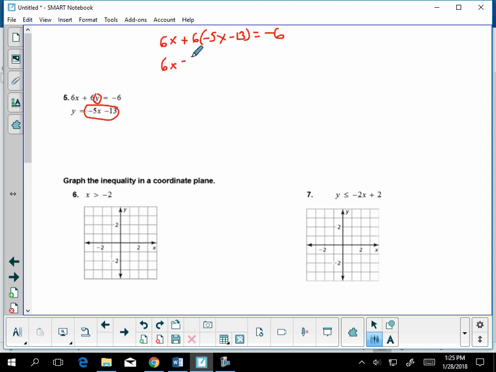6x minus 30x minus 78 equals negative 6. Those are on the same side of the variable, so negative 24. Oops, I almost forgot my x. Negative 24x. Now let's write that a little better. Minus 78 equals negative 6. Add 78 to both sides.